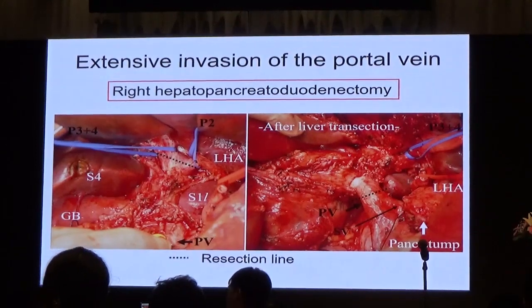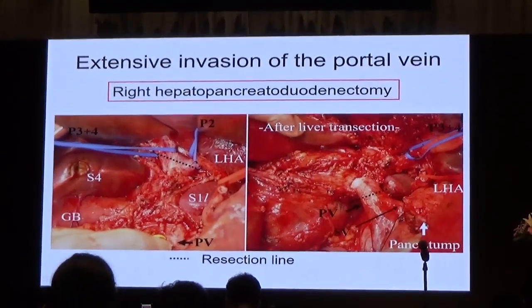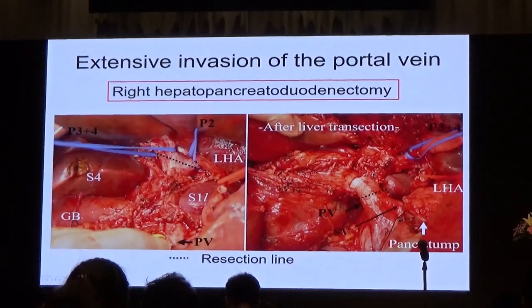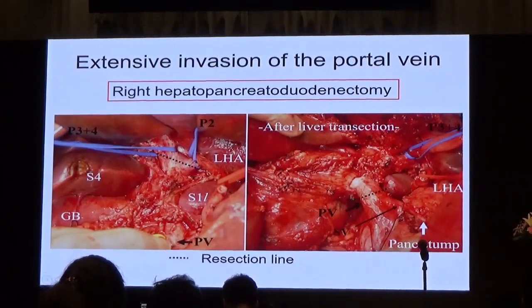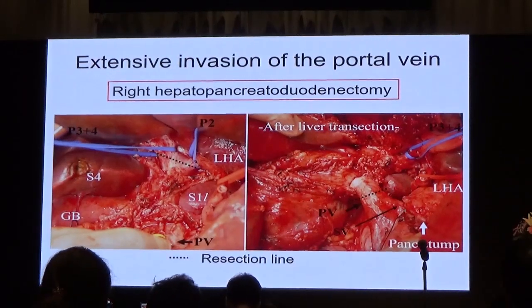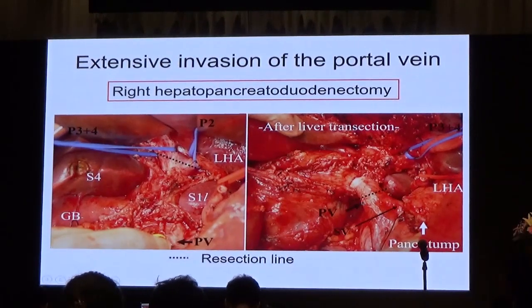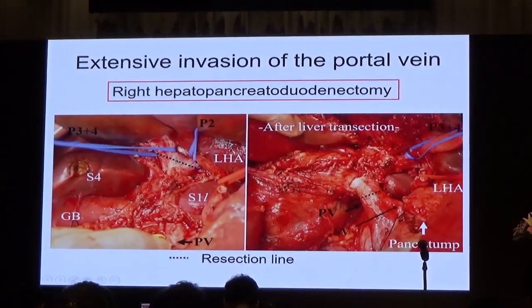And after dividing the pancreas here, proximal extension of cancer along the portal vein was here, near the splenic vein junction. So the resection line could be designed here, just distal to the splenic vein junction. So a very long vein graft is necessary to reconstruct the portal vein here.